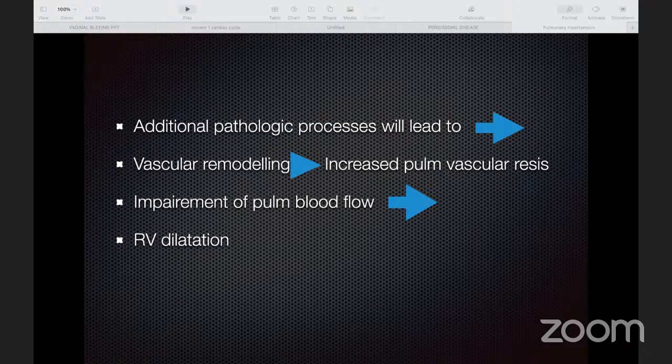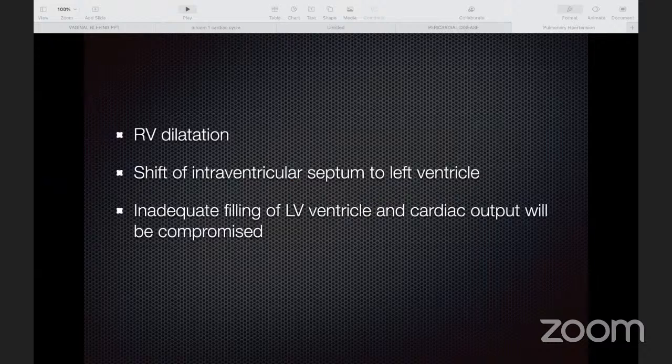Over time, it can lead to RV dilatation. Whenever there's an RV dilatation, we know the RV will need more O2, and that can lead to ischemia and a decrease in contractility of the RV. When there's a decrease in contractility, the interventricular septum can be shifted to the left ventricle, causing more volume overload. And if the septum is shifted to the left ventricle, it can eventually lead to inadequate filling of the LV, and that can compromise the cardiac output from the LV. So that is the pathophysiology of pulmonary hypertension.